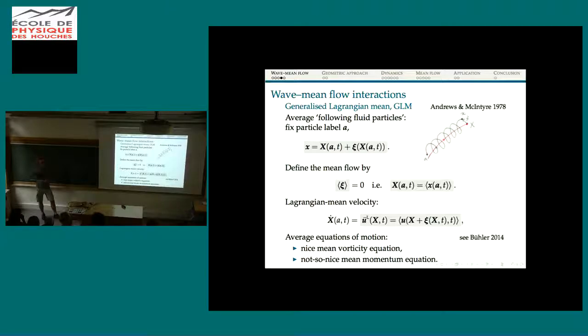So Andrews and McIntyre, following various people like Brotherton and Grimshaw and Soward, developed this GLM theory. So the idea there is that you do an averaging following particle trajectory, so following at fixed particles. So if you consider a single particle, I label it by A, right? So A is, say, the initial condition for this particle. You split the position of this particle at time t between a mean position, depending on the particle, and then a displacement which you don't refer to the particle itself, but to its mean position. Right? So the mean position of a particle is equivalent to a label. Each label has a mean.